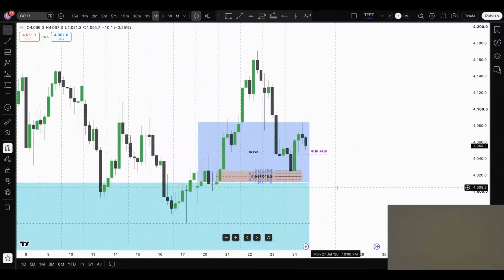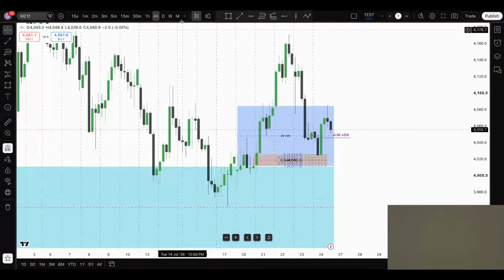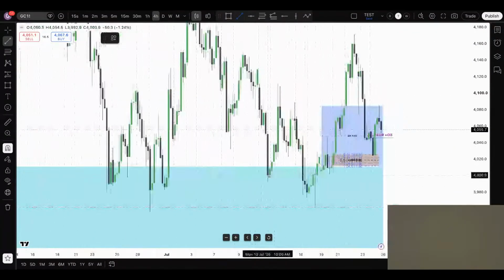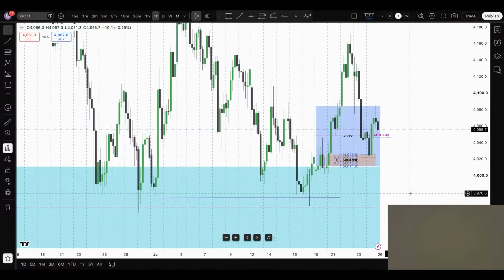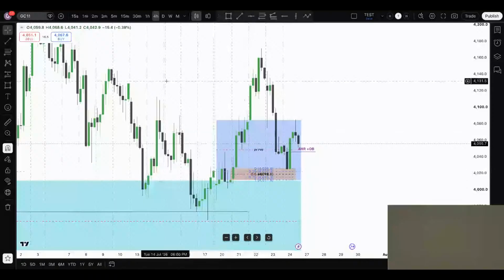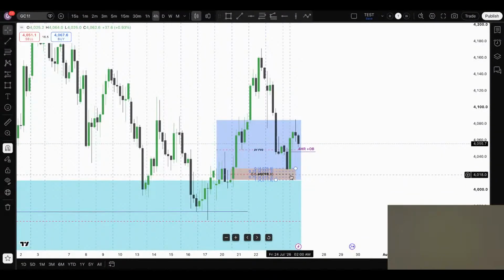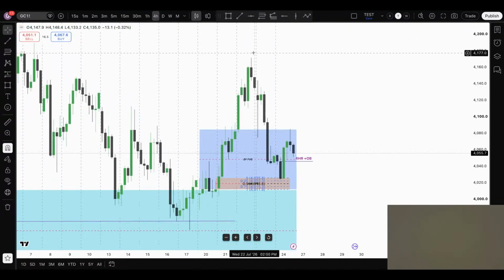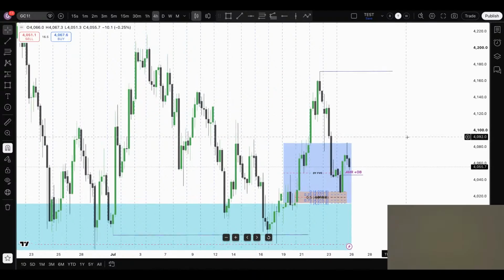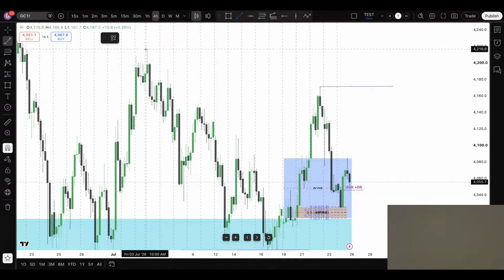Why? Because here liquidity is taken. See, I'll mark it, just wait. See, these are equal lows. The liquidity is already taken. Right now, they are targeting the next draw on liquidity. Right. So if the market is going higher, it is definitely targeting to go up here, and also here.